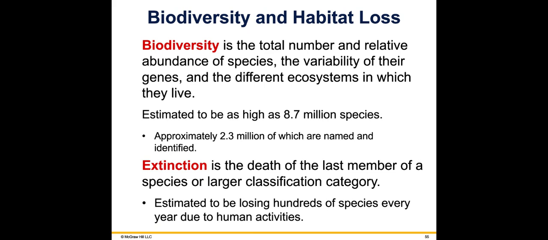Some scientists estimate that we are losing species at a rate that is equivalent to the last mass extinction, which is when dinosaurs went extinct.